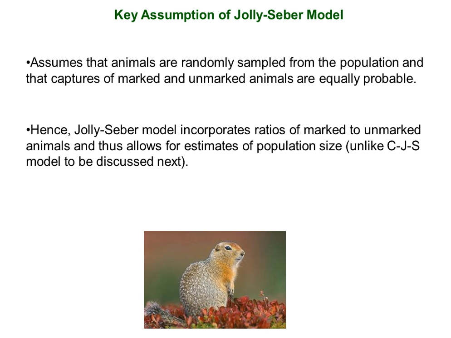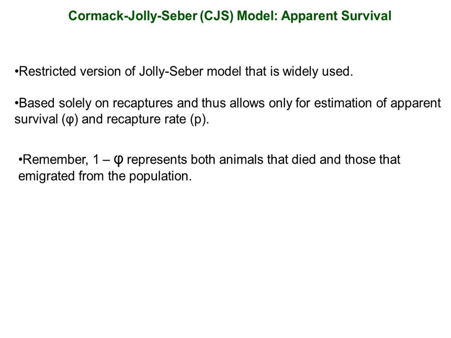Key assumptions: it assumes that animals are randomly sampled from the population and that captures of marked and unmarked animals are equally probable. Hence, the Jolly-Sieber model incorporates ratios of marked to unmarked animals and thus allows for estimates of population size. The Cormack-Jolly-Sieber model is about survival. It's a restricted version of Jolly-Sieber that is widely used. It's based on recaptures and allows only for estimation of apparent survival and recapture rate.